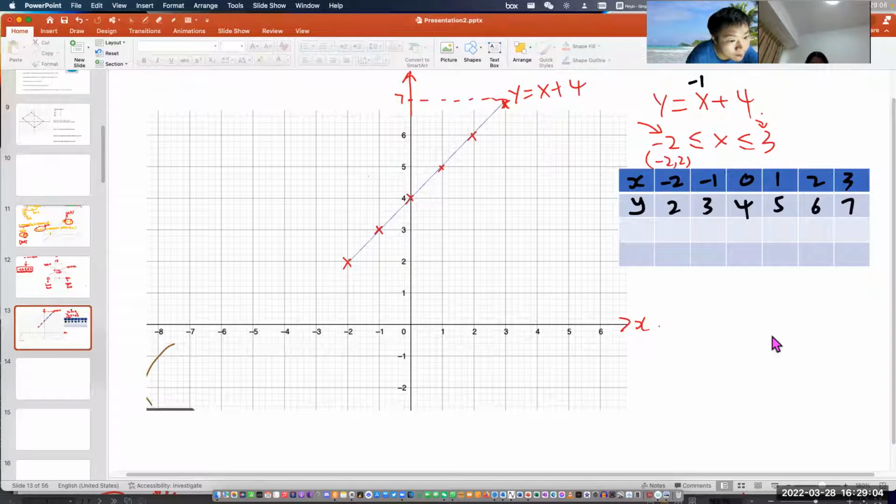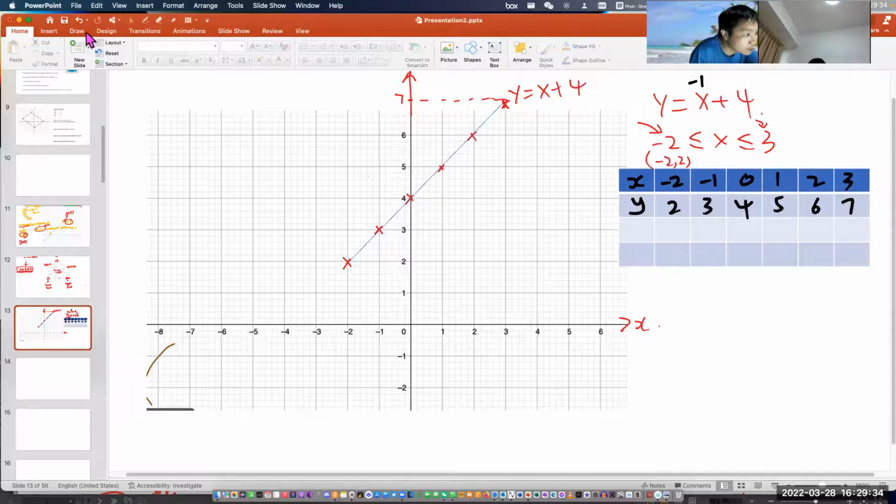Okay. So this is your y is equal to x plus 4. All right. And then because of the range -2 to 3, I stop at -2. I stop at 3. I don't have anything beyond. I don't extend the line out of the lower limit. I don't extend the line out of the upper limit. Okay, so this is my y equals to x plus 4.